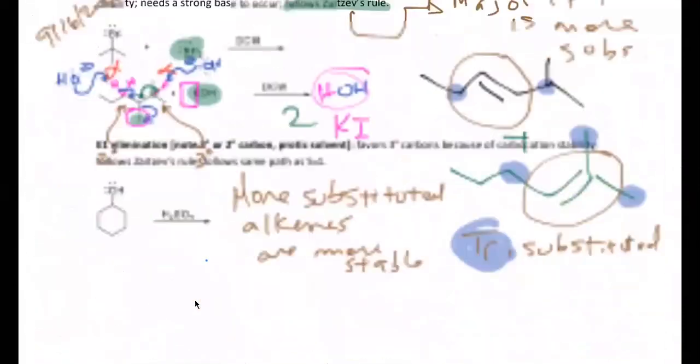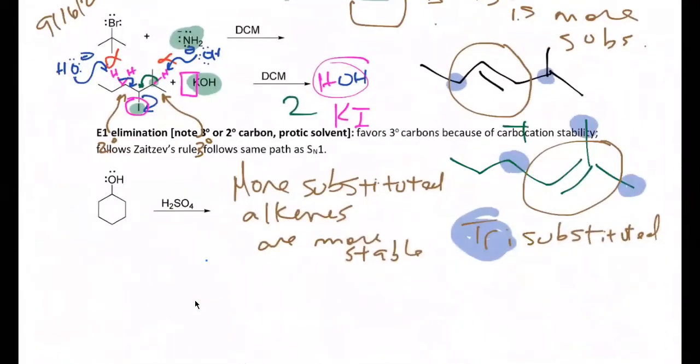All right, so for the E1, it's a little bit different. It kind of follows the same path as the SN1 in that the first step is the loss of the leaving group. One of the classic E1 eliminations is the dehydration of alcohol. So we're going to look at that.